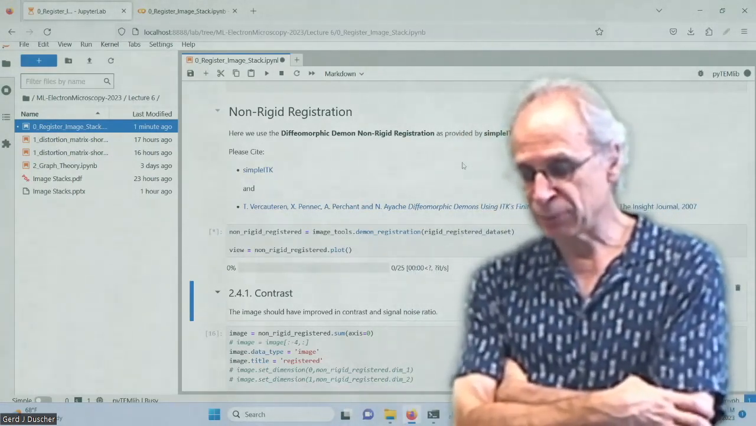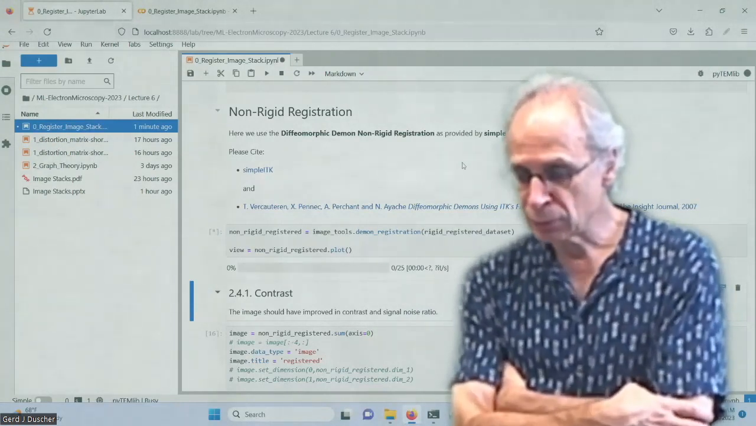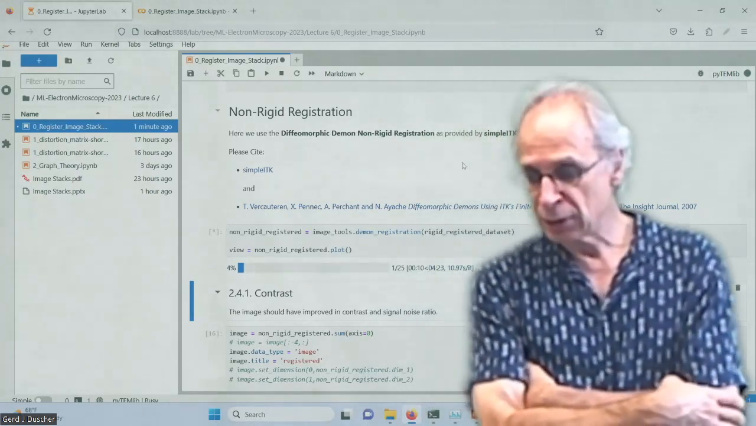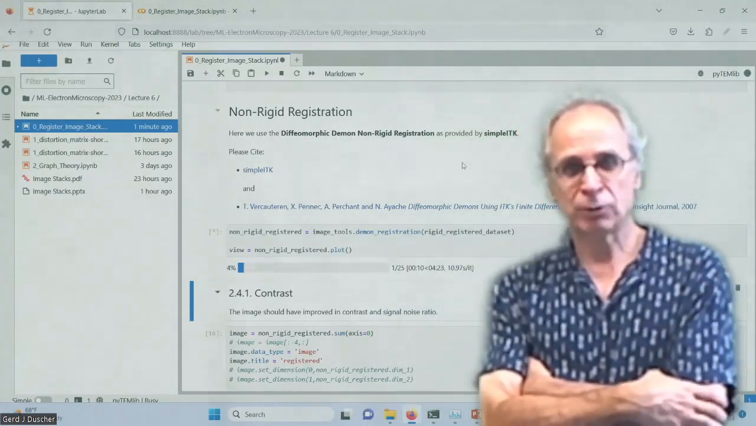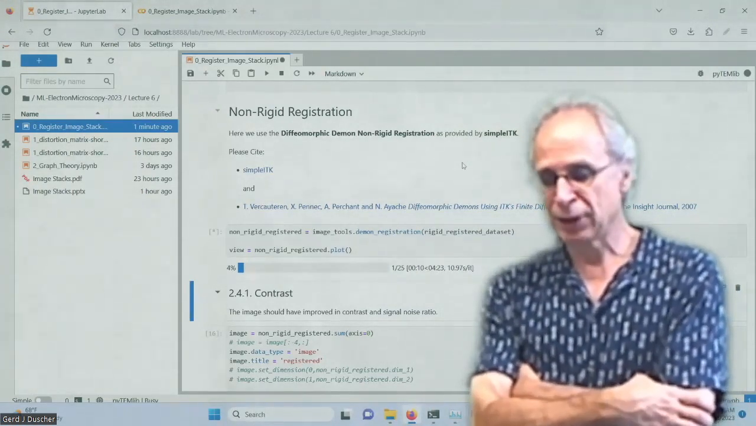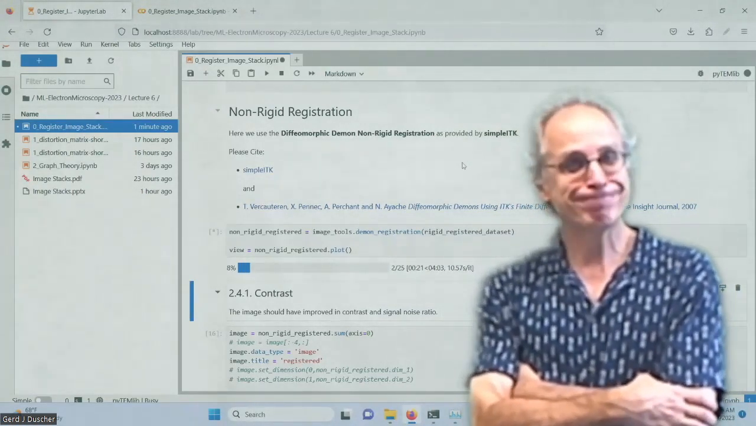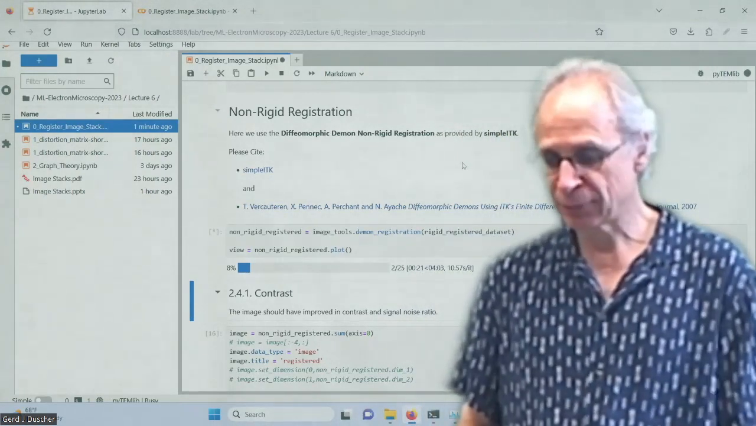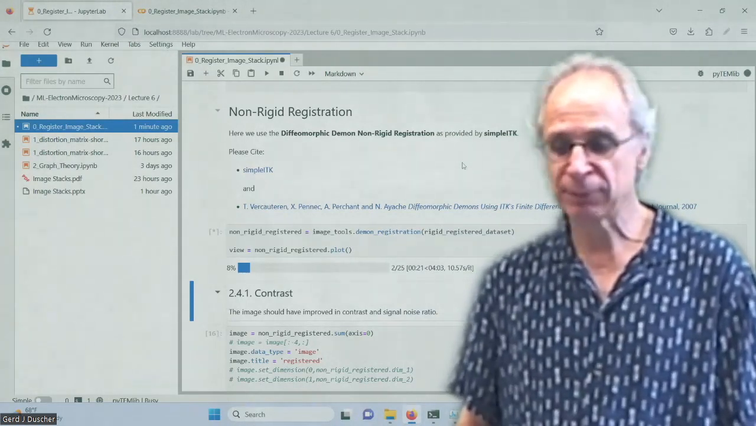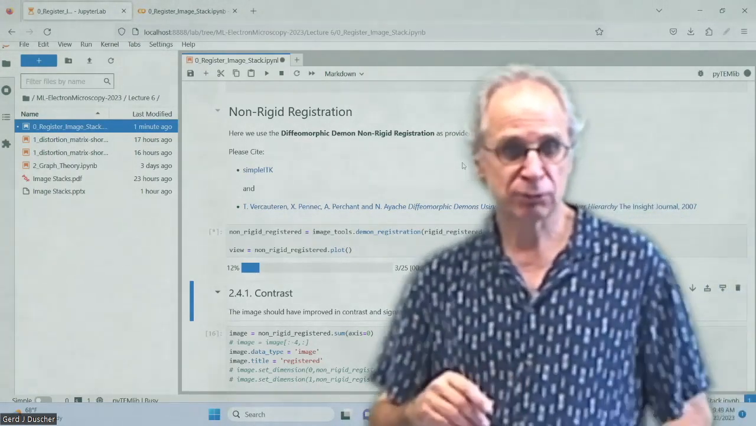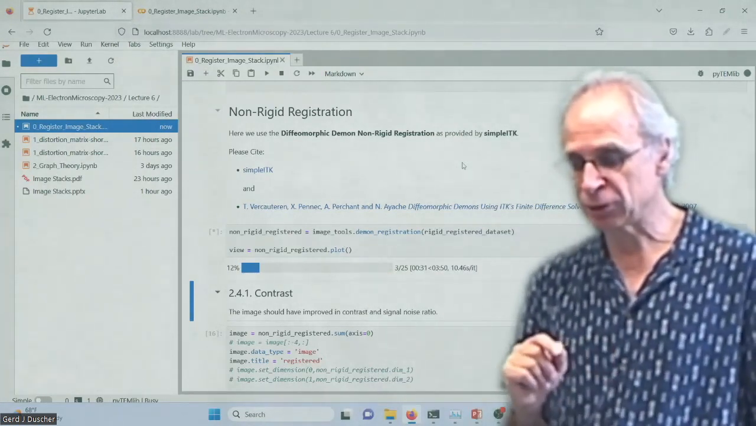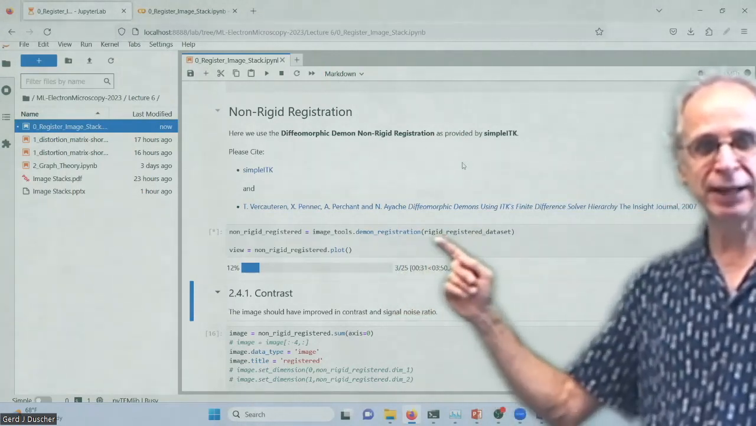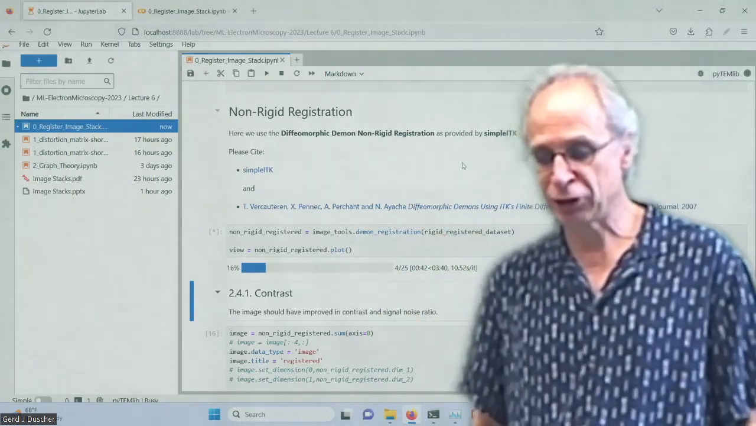Let's see how fast it is on my computer. On this, it's 5 minutes. So it's about as long as it is on Colab. If I don't have Zoom running, it's a minute. So you can run that on the supercomputer center, and then it's almost instantaneous. I'm using the simple ITK routines with daemon registration.